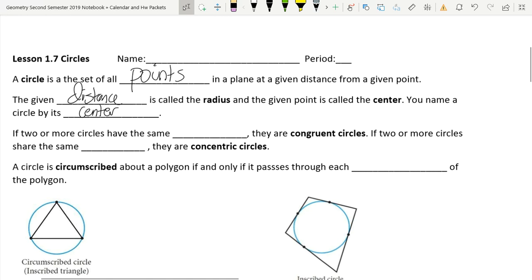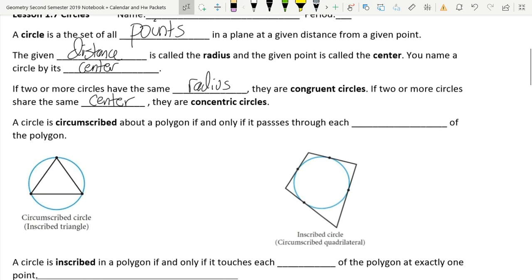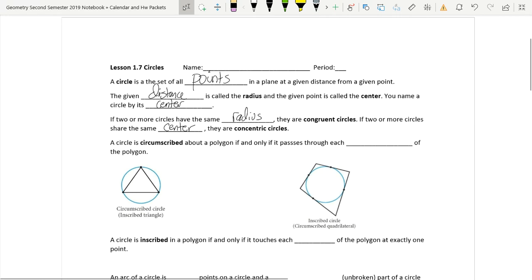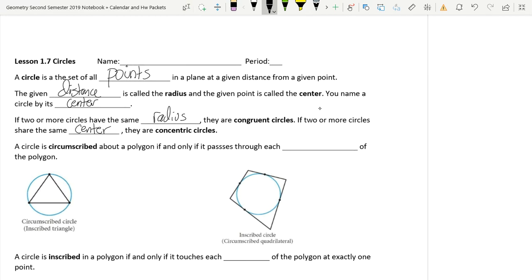If two or more circles have the same radius, then they are congruent circles. And if two or more circles share the same center, they are concentric circles. Concentric circles would look kind of like a wheel. They have the same center, but they're different sizes.